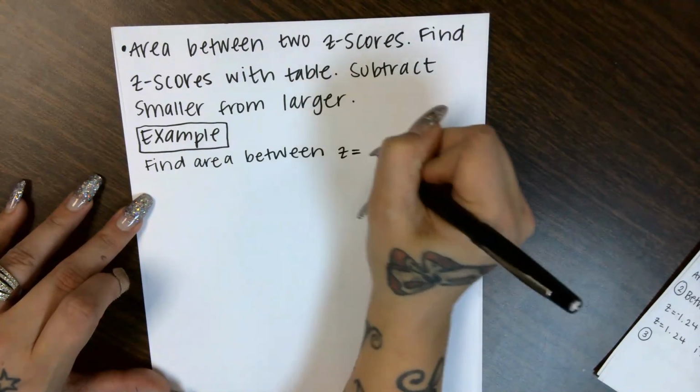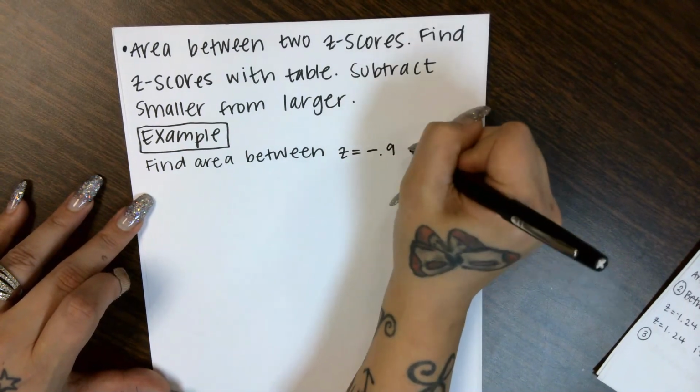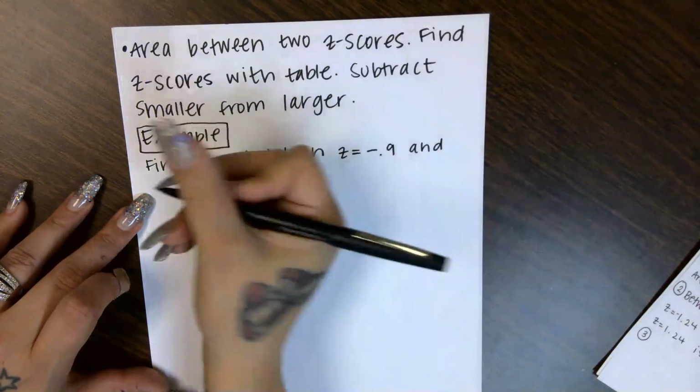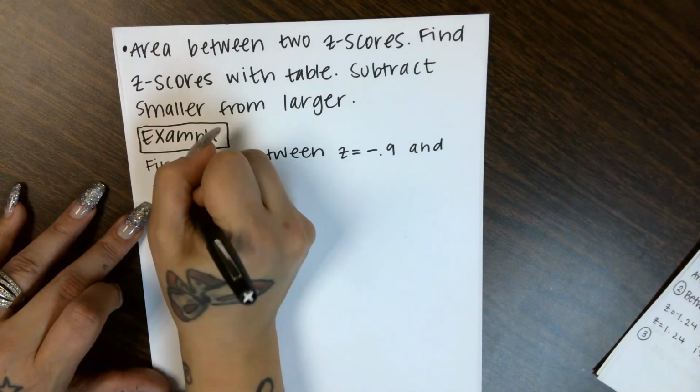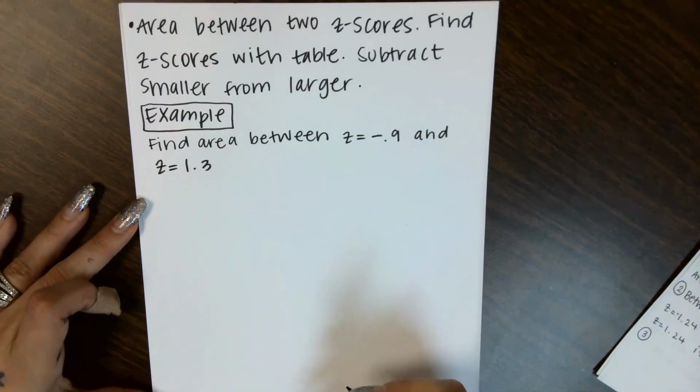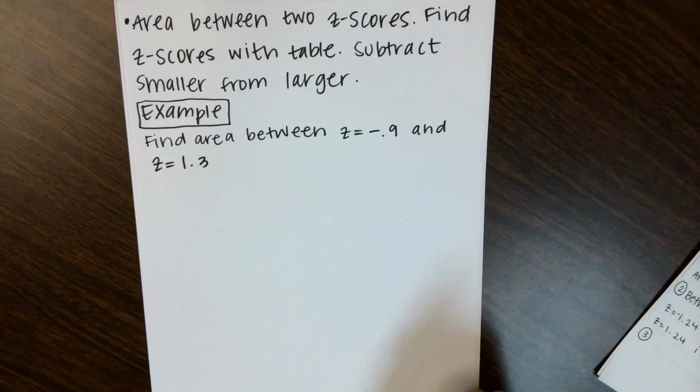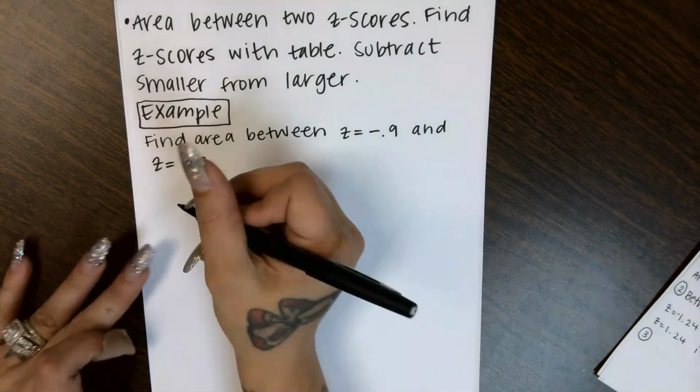z equals negative 0.9 and z equals 1.3. Very first bullet we ever did was sketch the curve and shade, so I'm going to do that.